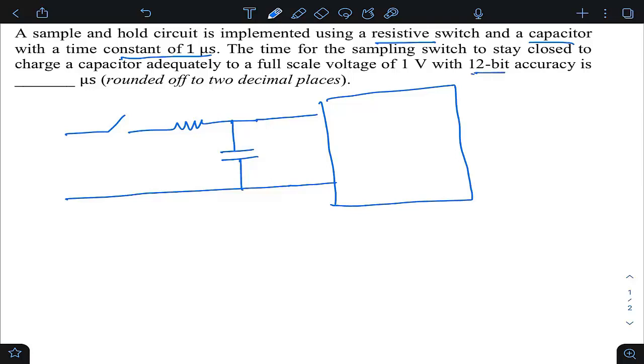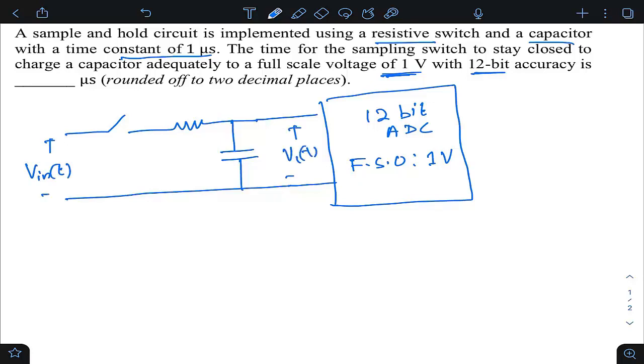It's a 12-bit ADC. And what is the full scale value of this? The full scale value is 1 volt. So it's a 12-bit ADC and its full scale value is 1 volt. And this is your input voltage Vin(t), and this is your capacitor voltage Vc(t). So this is R and this is C, and it is given that the RC product, the time constant, is 1 microsecond.